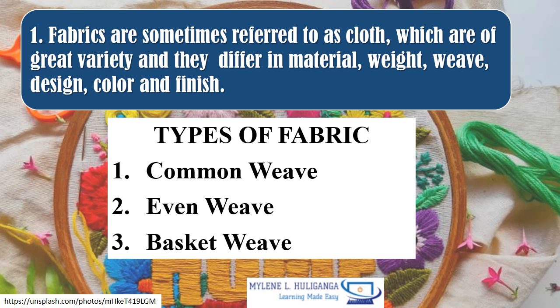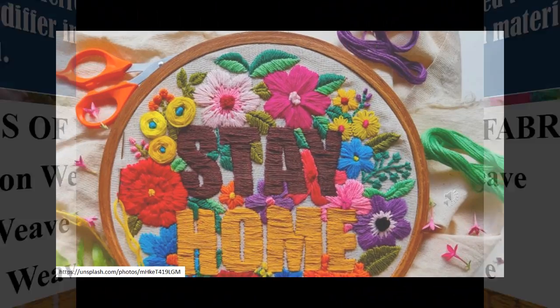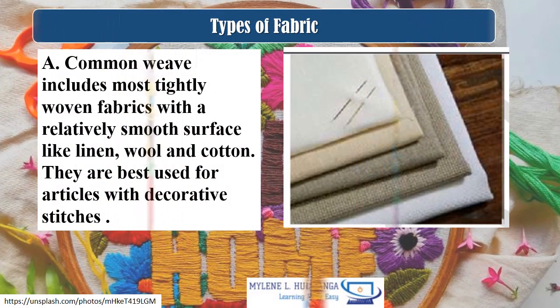There are three types of fabric: the common weave, the even weave, and the basket weave. The common weave includes most tightly woven fabrics with a relatively smooth surface, like linen, wool, and cotton. They are best used for articles with decorative stitches.